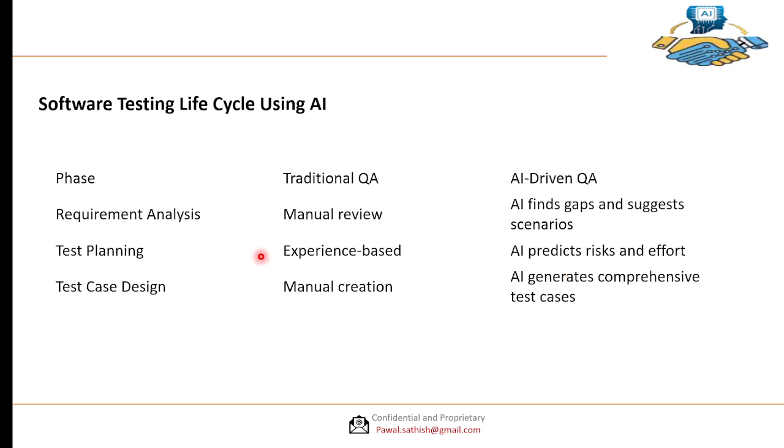Now we'll see the difference between traditional QA and AI-driven QA. In requirement analysis, traditional QA is a manual review process, whereas with AI, AI finds the gaps and suggests scenarios. Test planning is usually done by the manager, an experienced QA, or the leader, whereas AI predicts the risk and efforts. Test case design is a manual creation process, whereas AI generates comprehensive test cases.